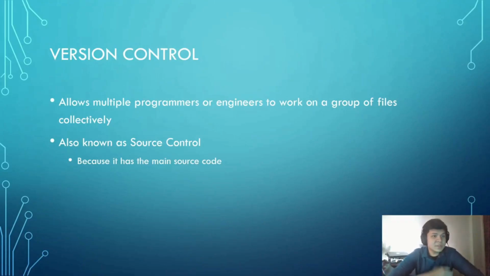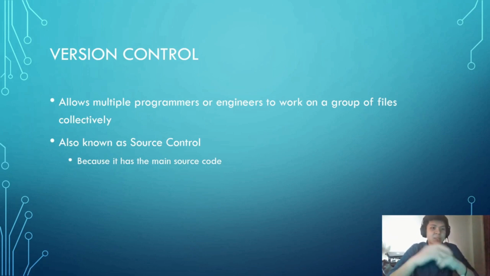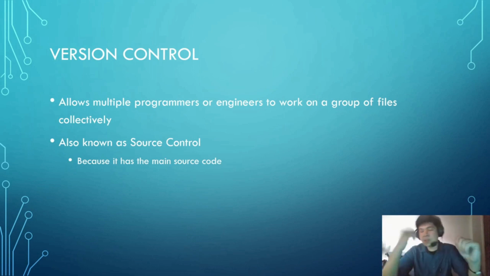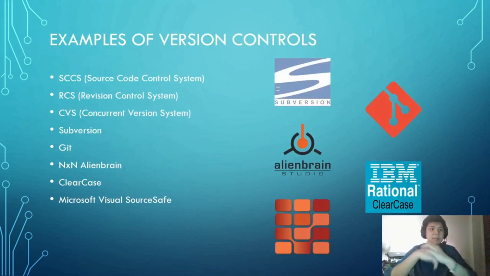Version control. What is version control? Version control allows multiple programmers or engineers to work on a group of files collectively. It is also known as source control because it contains the main source files. These are examples of version control. There are a lot of them, but the most famous ones are Subversion and Git.